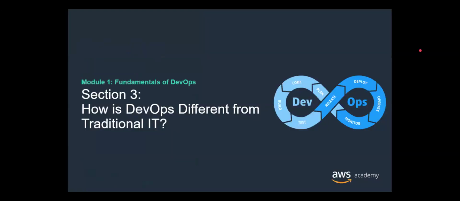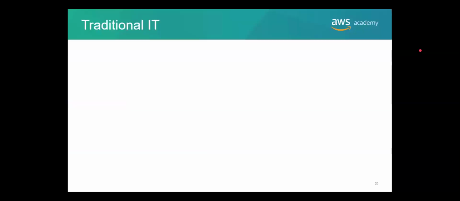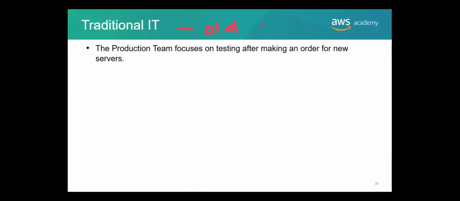Now let us see how DevOps is different from the traditional IT. First of all, what is meant by traditional IT? The old one, it will have the data center physically, with the racks of servers in one room. That is the traditional IT.